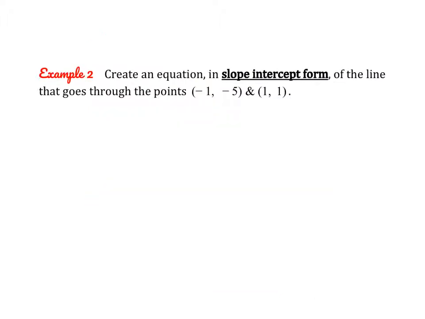Okay, so let's try one more example together. So you'll see this time they ask us to create an equation where our final answer is in slope-intercept form. So we need to make sure our final answer looks like this, of the line that goes through these 2 points. So remember, the first thing we always need to do is to find the slope. So let's write our slope formula again, y2 minus y1 over x2 minus x1. I'm going to label my points.